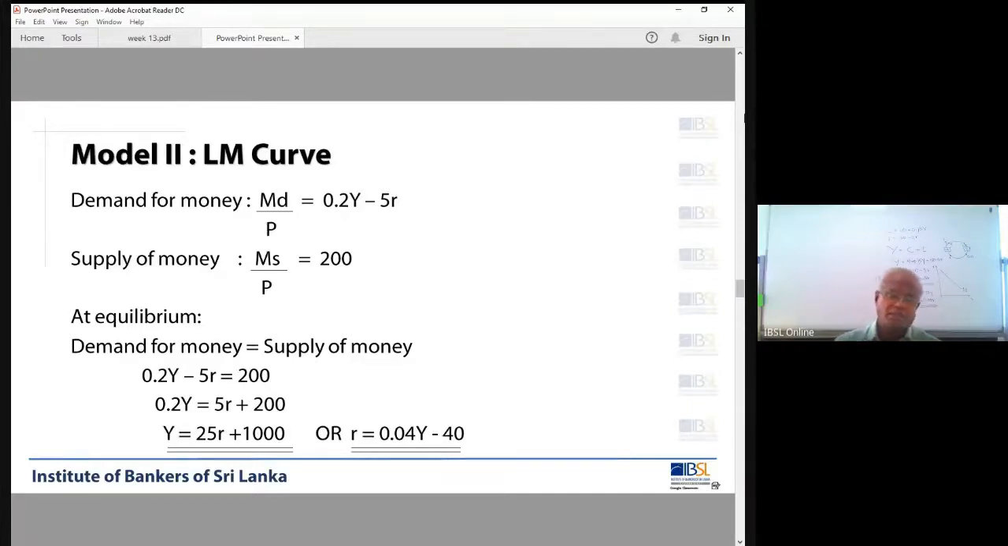Or you can make R the subject. Keep R on one side and bring all the other variables to the other side. Then you have R as a function: R equals 0.04Y minus 40. Both are correct in the examination. If you can derive this, you can derive the first equation, and you get full marks, no problem.